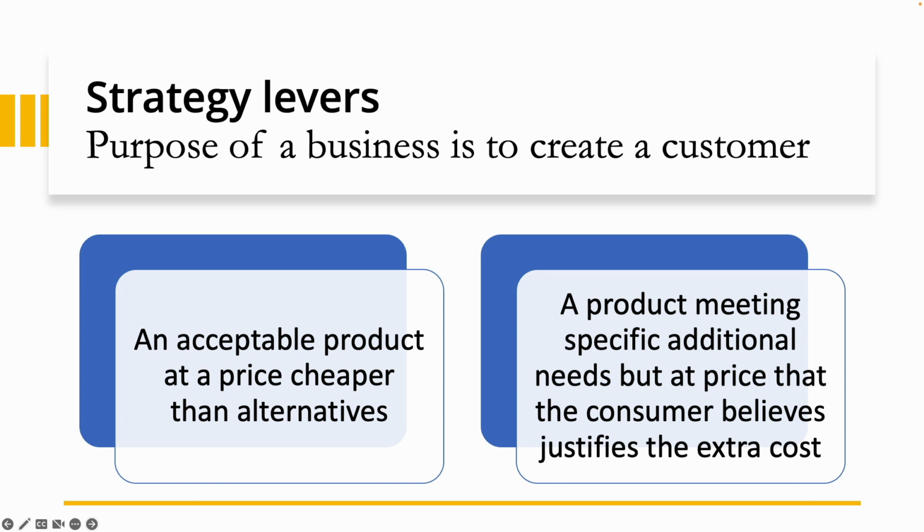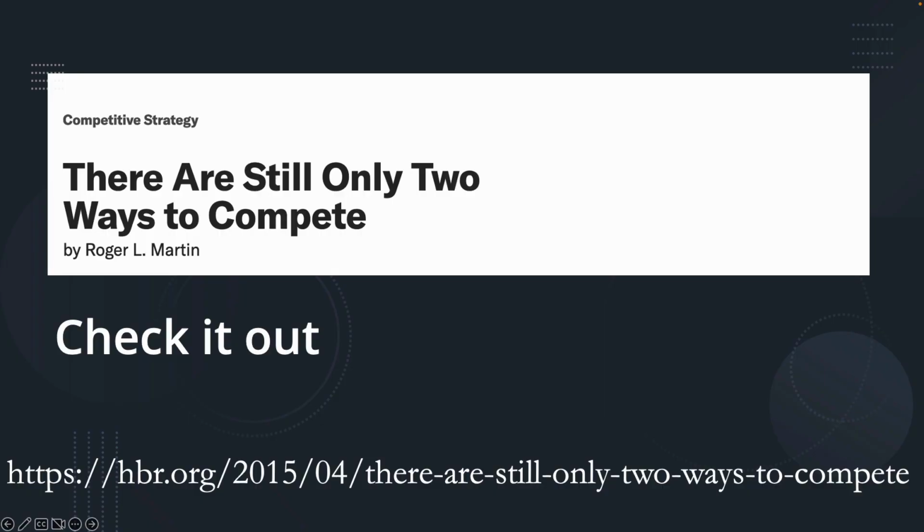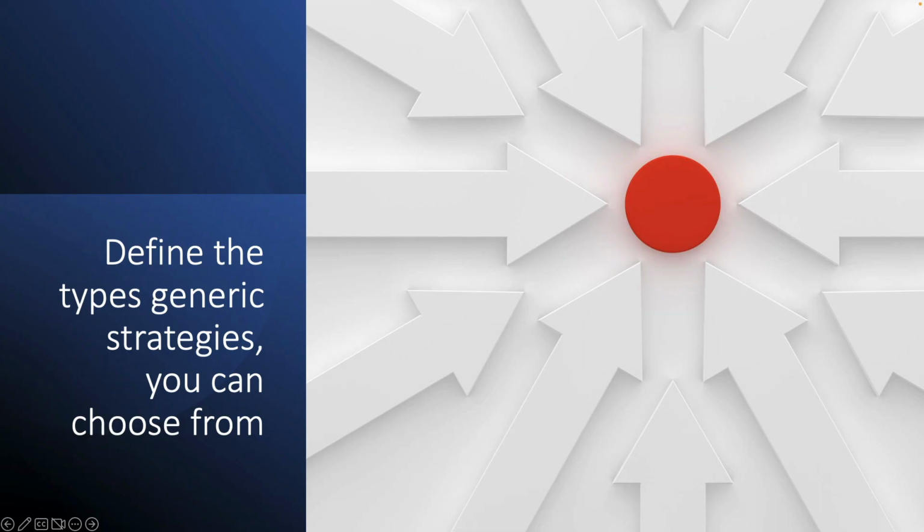Customers usually want to satisfy their needs at the best possible price, although if the need is great enough, any price. Hence, an alternative reason why customers buy is they have additional needs and therefore they're looking for a product that is specifically matching those needs and they are willing to pay extra for it. A BMW car is not the cheapest car, but it meets some customers' additional needs and at a more premium price. There is a great article on the Harvard Business Review from Roger Martin describing why there are still only two ways to compete. Our first mission objective is to define the types of generic strategies you can choose from.